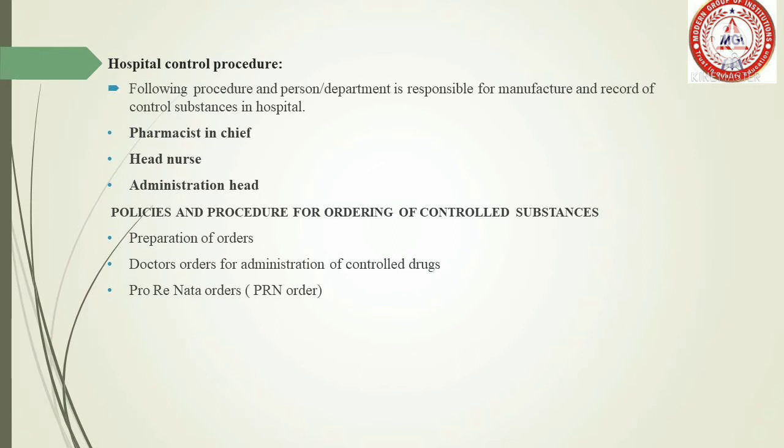Second, doctor's orders for administration of controlled drugs. Orders of controlled substances for ward stock must be written on the physician order sheet or patient chart. The same applies if the controlled substances are not in ward stock. And last, PRN orders. These types of orders must be discouraged except under special circumstances.